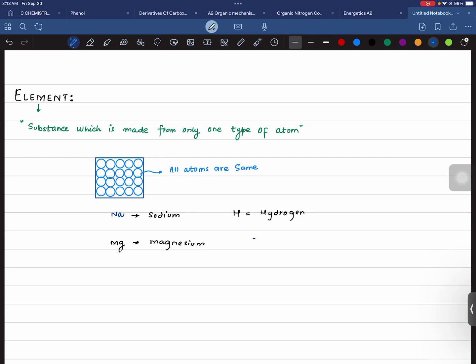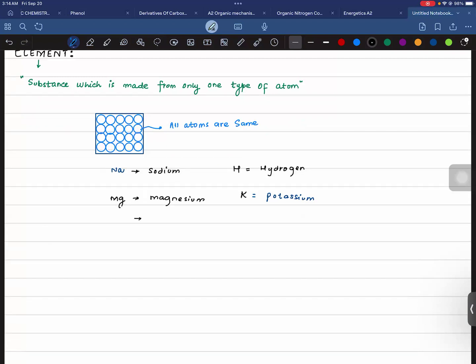We have potassium. Can you tell me the symbol for potassium? The symbol for potassium will be K. Exactly. So this is something different. It should have the symbol P, but in fact this is K, not P. Same goes with gold. Can you tell me the symbol for gold? You would say Au. And then we have iron. It should have the symbol I, but in fact this is Fe.